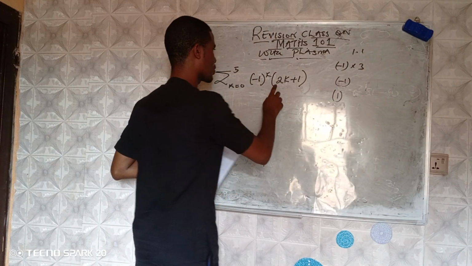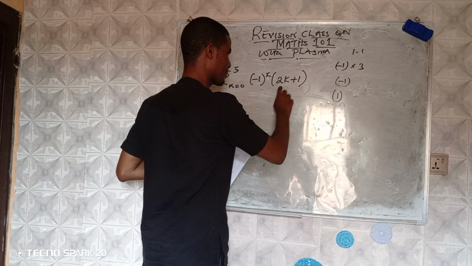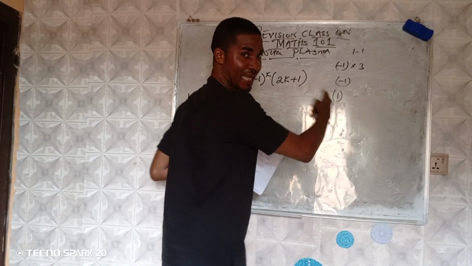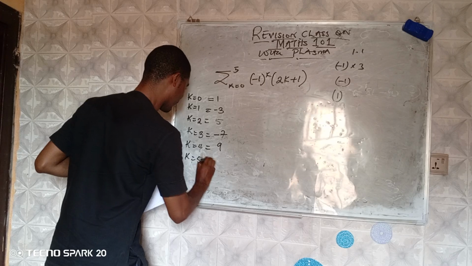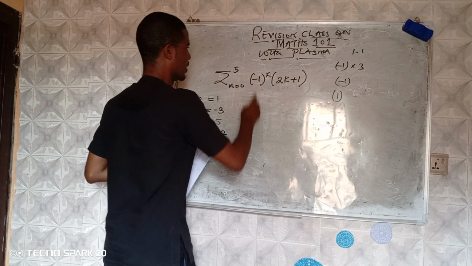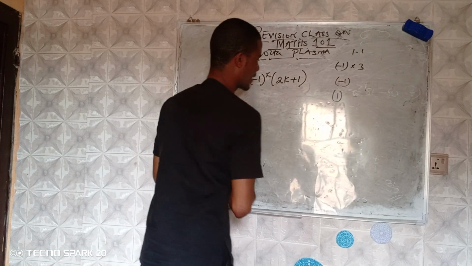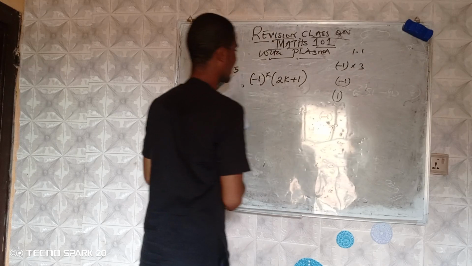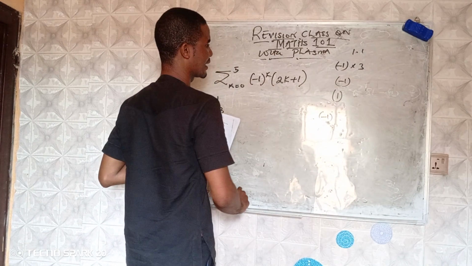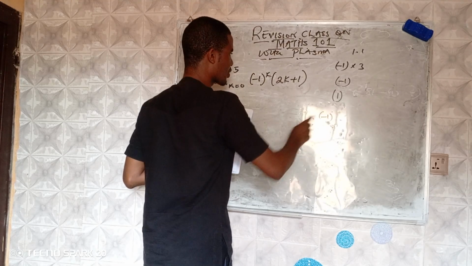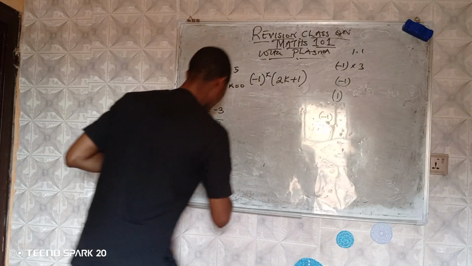Then 2 times 4 is 8. 8 plus 1 is 9. 9 times 1 is 9. When k is equal to 5, minus 1 raised to power 5 is minus 1. Then 2 times 5 is 10. 10 plus 1 is 11. 11 times minus 1 is minus 11.